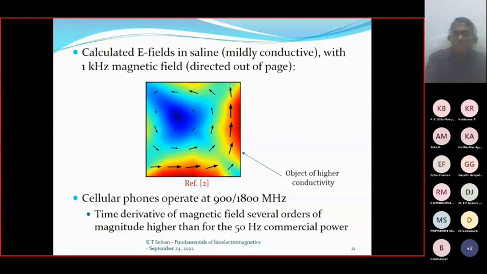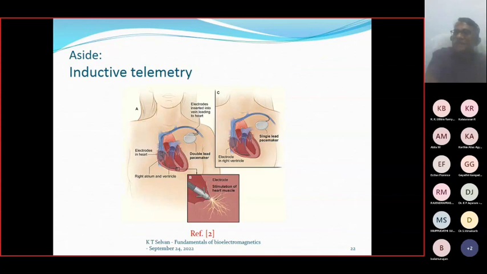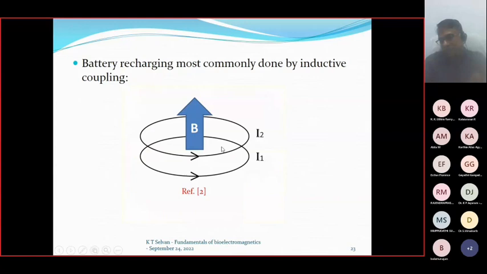Now a very quick aside on inductive telemetry. As you know, cardiac pacemakers and different implantable devices use batteries, and batteries need to be charged. So how are they charged? We use inductive coupling. The concept is what we have just discussed. Let us consider two coils. If I send a current through this coil, that will produce a magnetic field. That magnetic field will couple to the adjoining coil, inducing in the process a current through that coil.